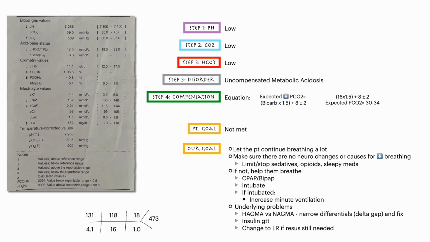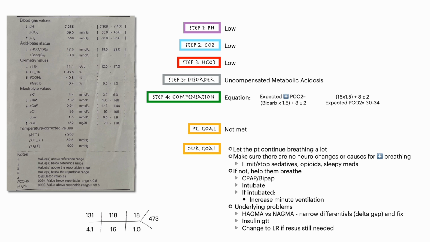If they need more, you might need to augment them by putting them on CPAP or BiPAP. If this is somebody with a gnarly pneumonia that's not breathing well, you might need to just go ahead and intubate them. Then you need to look at the underlying problems. So is there high anion gap, a non-anion gap acidosis? Do your delta gap. Look at whether or not you need to treat whatever the problem is there.